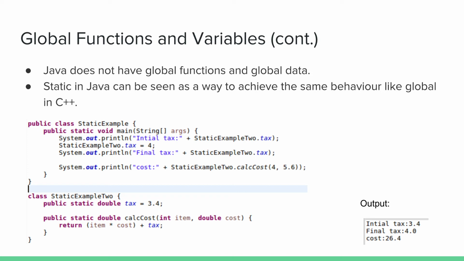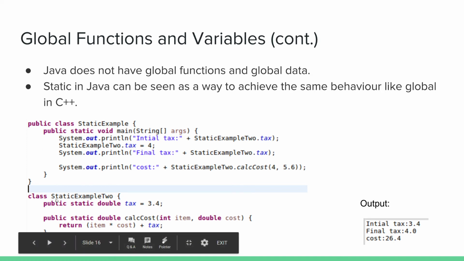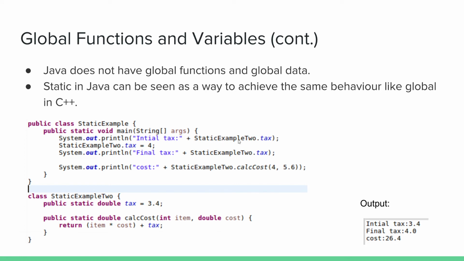That static member is shared by all the objects, and so the value of that data member is shared. Let's see this example. As you can see, I've created here a class called static example, and I've created another class, which is static example 2. I've created a variable called tags, which is static, and another one called calcost, which is also static. I'm not creating an object of this static example 2, I'm directly using the static variable of this class in the other class, and I can call it directly on the class name as it is static.